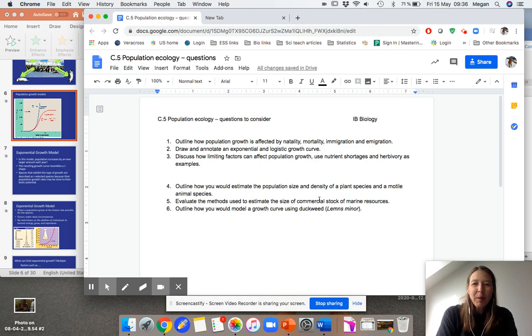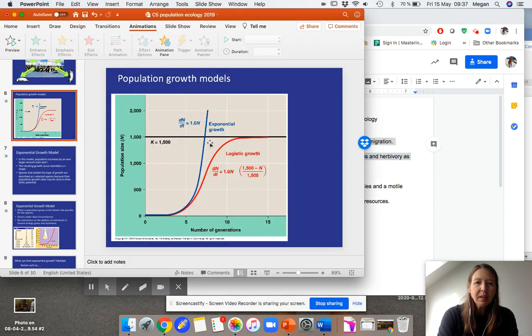Welcome to C5 Population Ecology, and we are going to be looking at a couple of population growth models in this screencast. So it's the first three questions here. We're going to be looking at essentially what are the factors that impact population, and then there are a couple of population models that we need to be able to look at. One is exponential growth, and one is the logistic growth curve. Okay, so let's take a look at these models.